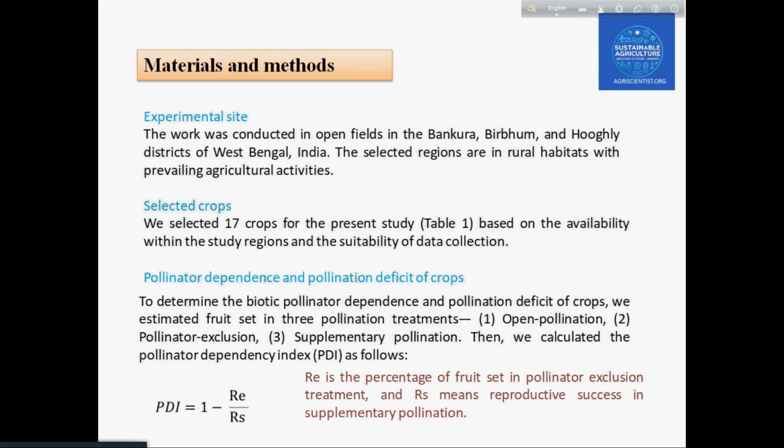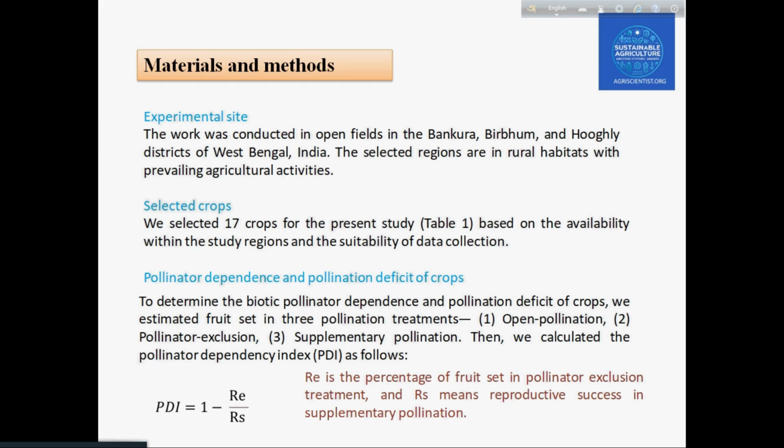Our study was conducted in 3 districts of West Bengal, mostly in rural habitats with prevailing agricultural activities. We selected 17 crops available in the study region. We estimated reproductive success, fruit set, in 3 pollination systems: open pollination, pollinator exclusion, and supplementary pollination system.